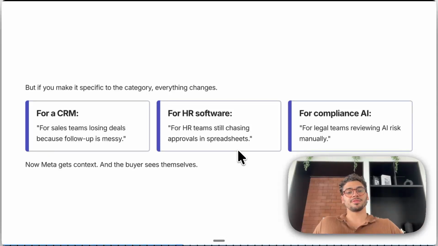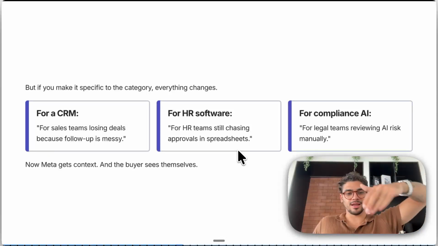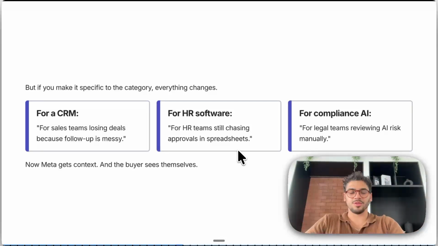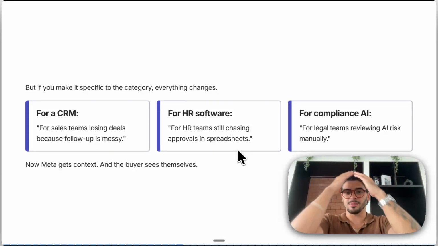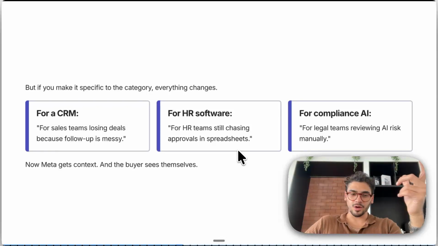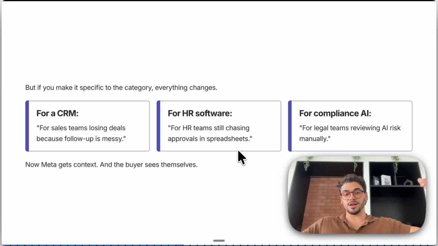For sales teams with hundreds of MQLs produced per month, losing deals because follow-up is messy, right? When you do that, you are actually qualifying more the size of the companies that you want to work with. And what happens now, Meta gets the context and already knows who are the people that work in bigger companies that will convert or not, right?